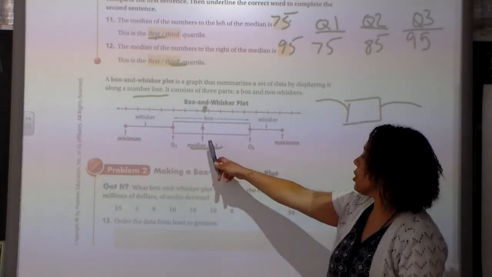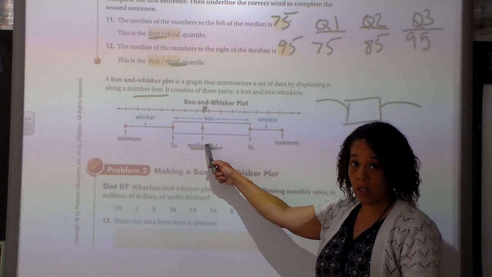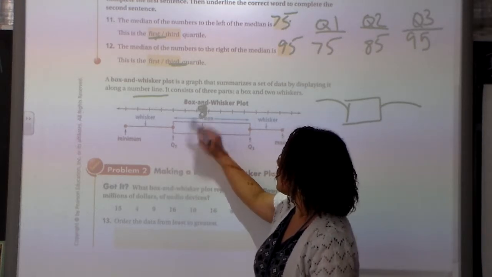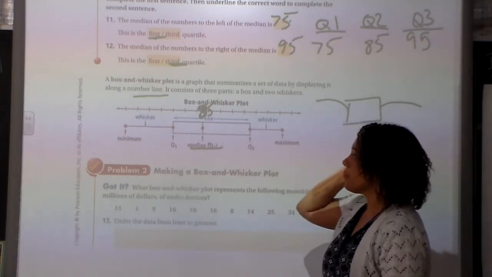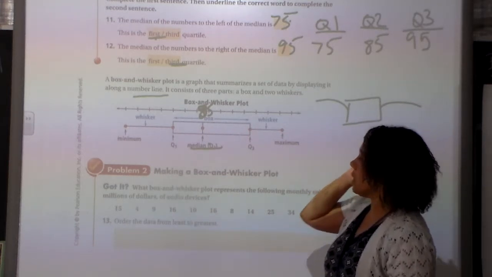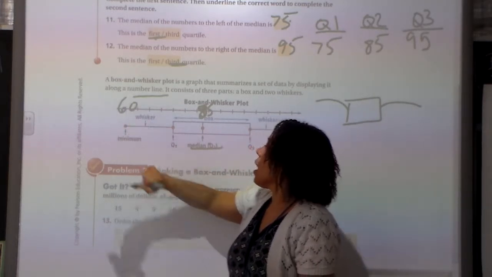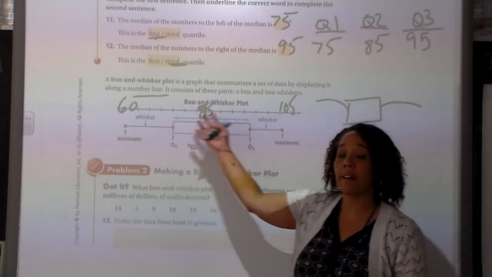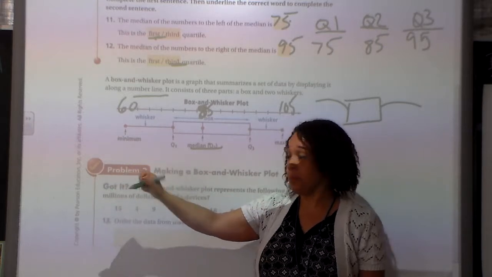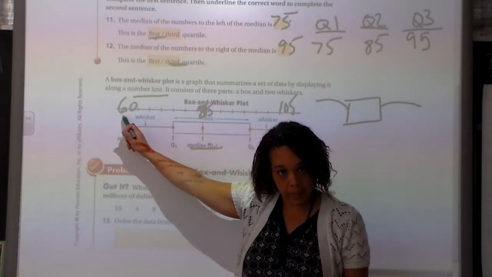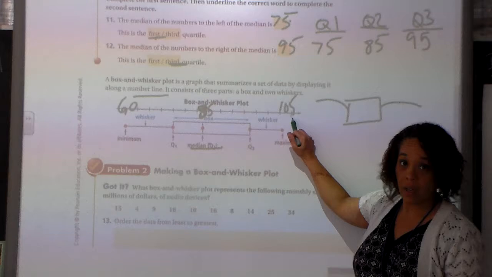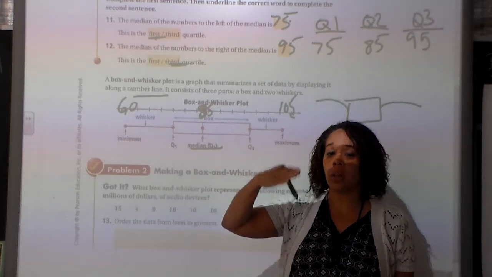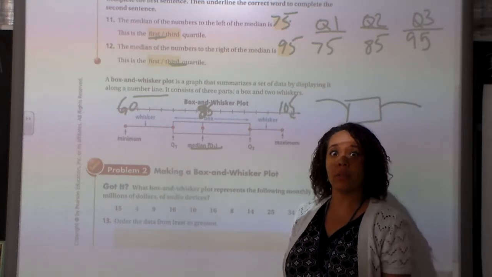Now, once you found your Q2, that's where you start. So our Q2 here was 85. So I would judge this to be right about 85. The minimum value on our entire list was 60. Our maximum value on our entire list was 105. So wherever that falls on the number line, you would make a point at your minimum, a point at your maximum, a point at your median, which is also called quartile 2.